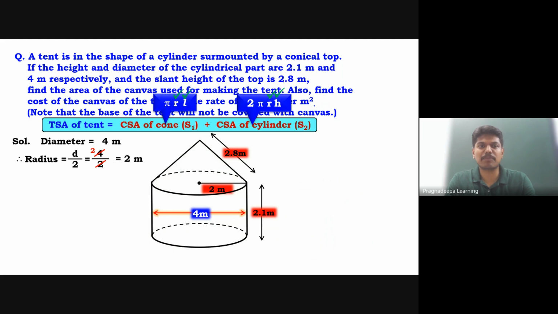So now we are in a position to find the total surface area of the tent. Then we will find the cost, because we know that the area into the cost gives you the total cost for making that canvas. Shall we proceed?